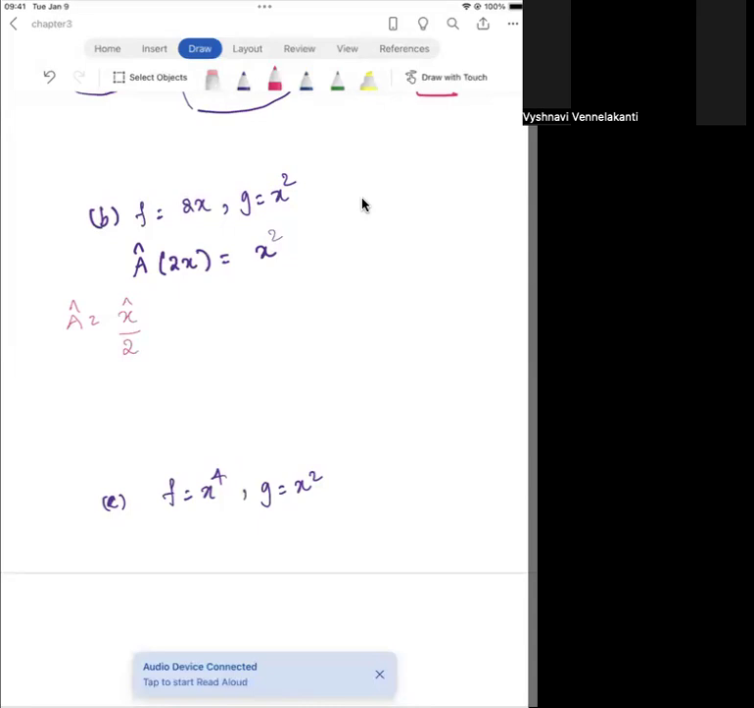The other option that you can do is just square everything. Like you can have this to be a squaring operator, which will then give you 4x squared. We don't want the 4, so we just divide it by 4. So these can be two possible forms of the operator.